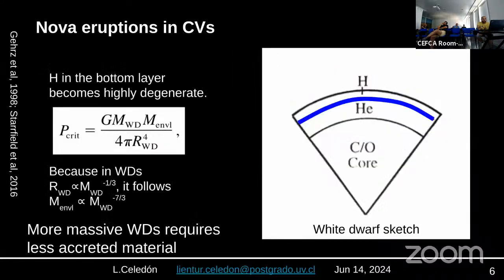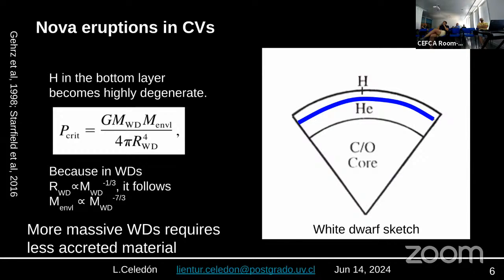And how does this occur? To put it quite simply, what I show here in this scheme is the outermost layer of hydrogen that is being accreted. And at the bottom, because of the changing conditions of the white dwarf, the hydrogen will start to become more and more degenerate until the point that a critical pressure is reached. When this critical pressure is reached, the hydrogen will ignite to helium via the pp chain first and later the CNO cycle.